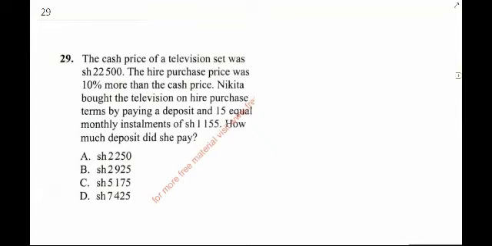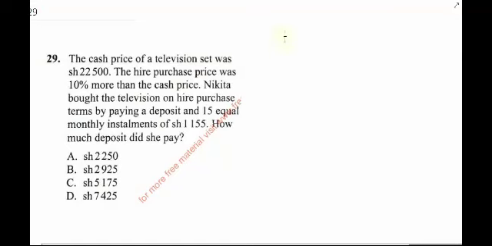Now, question 29 says the cash price of a television set was 22,500 shillings. The hire purchase price was 10% more than the cash price. Nikita bought the television on hire purchase terms by paying a deposit and 15 equal monthly installments of 1155 shillings. How much deposit did she pay?